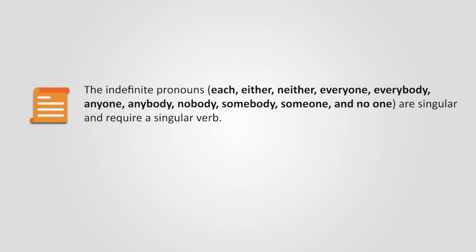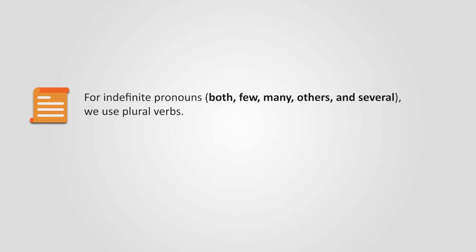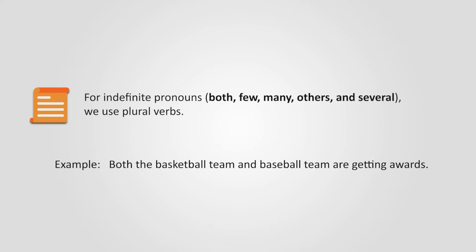Fifth, the indefinite pronouns each, either, neither, everyone, everybody, anyone, anybody, nobody, somebody, someone, and no one are singular and require a singular verb. Example: each book is worth $15. Sixth, for indefinite pronouns both, few, many, others, and several, we use plural verbs. Example: both the basketball team and baseball team are getting awards.